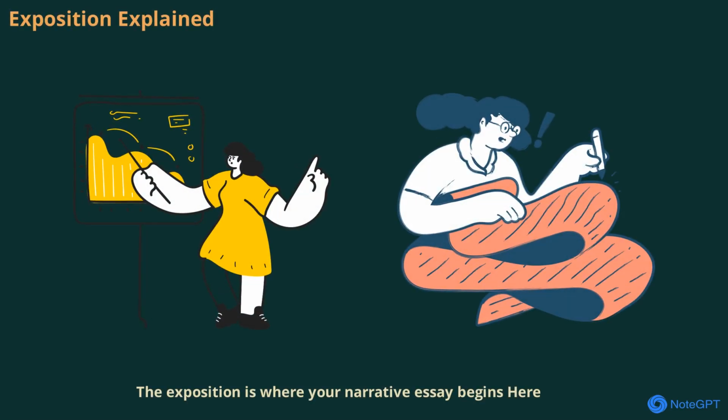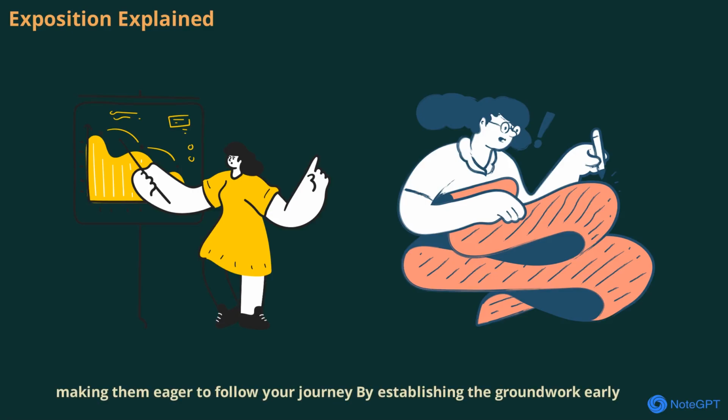Exposition is where your narrative essay begins. Here you introduce the context, background, and main situation that will drive your story. This section sets the tone and provides essential information, helping readers understand the setting and characters before the main events unfold. A clear and engaging exposition draws readers in, making them eager to follow your journey. By establishing the groundwork early, you ensure that the rest of your essay flows smoothly and logically.